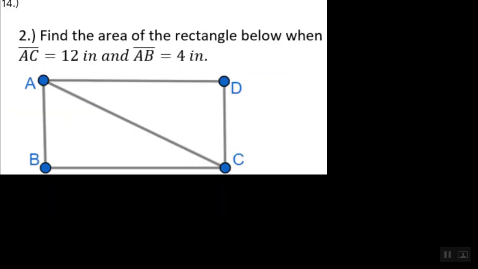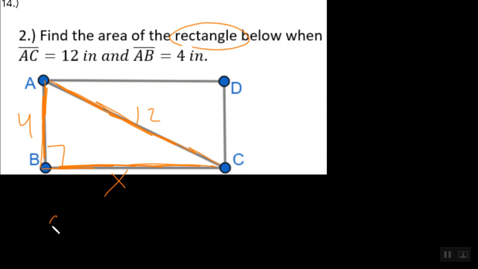Okay, find the area of the rectangle below when given AC is 12. AB is 4, and notice it's a rectangle, which means that that is technically a right angle. So what's the one step you have to do here first before finding the area? Well, you have to notice that embedded in this is a right triangle where we're given two sides and we're being asked to find the base of this rectangle.